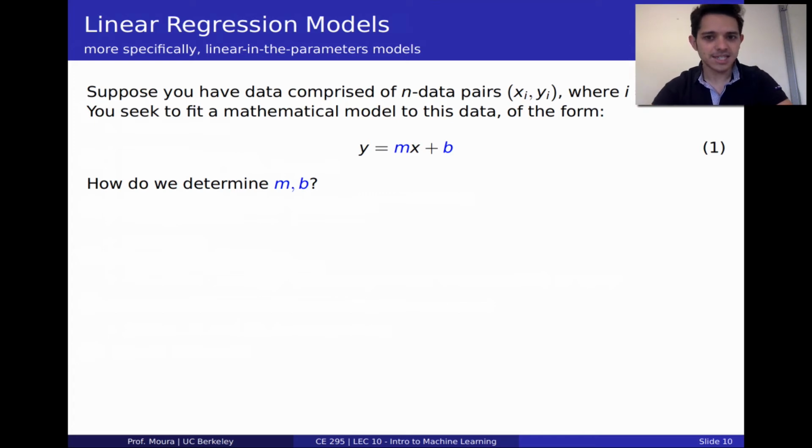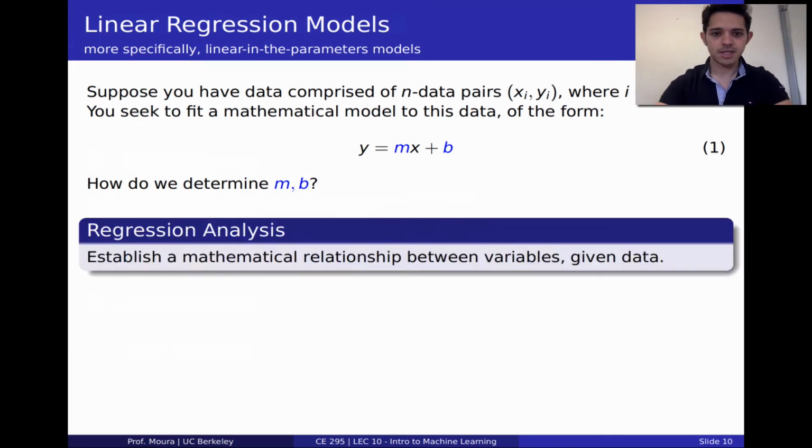So we have examples, training examples if you will, for x and y, and we have n of them. And from that, we would like to optimally determine values for m and b, the slope m and the y-intercept b, that best fit our data. So this is known as regression analysis. We seek to establish a mathematical relationship between dependent and independent variables, which would be y and x respectively, given some examples, given some data.